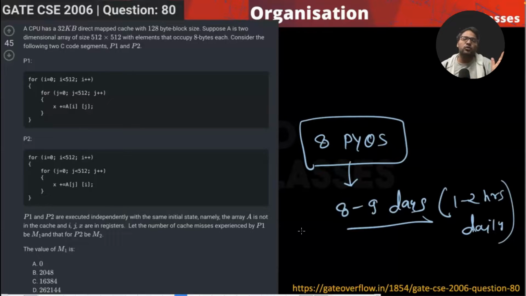So generally it was taking basically 1 to 2 hours, or maybe sometimes, if the question is tough, then 3 hours probably. But finally I solved these 8 or 9 PYQs in 8 or 9 days, in the morning session, because I thought that I will just solve one question and I'm done for the day. I was not even daring to solve more than one question.